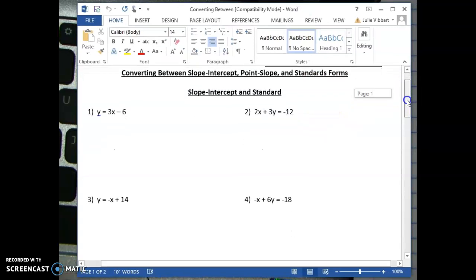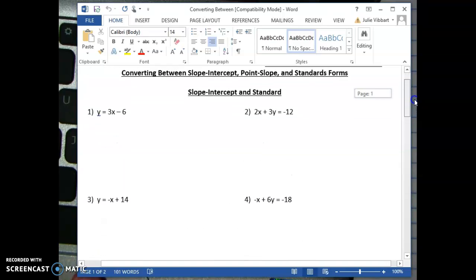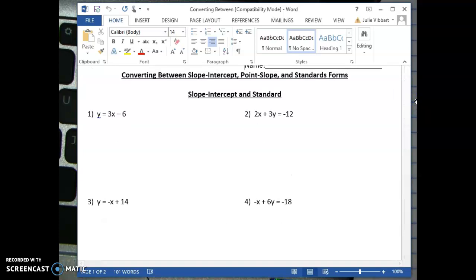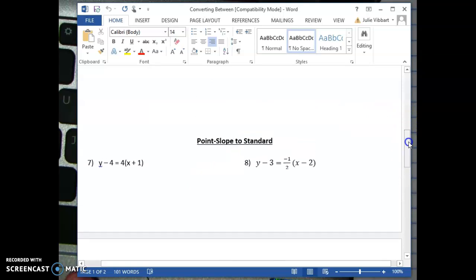So, the front page of your assignment goes right along with the notes. So 1 through 4 are like the first 2 that we did in the notes. These 2 are in slope-intercept form. These 2 are in standard form. Okay? And then for the next section is just like the middle 2 that we did in your notes, point slope to slope-intercept. And then 7 and 8 are like the last 2 that we did in your notes when you're going point slope to standard.